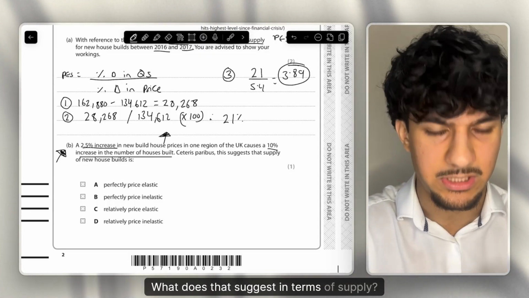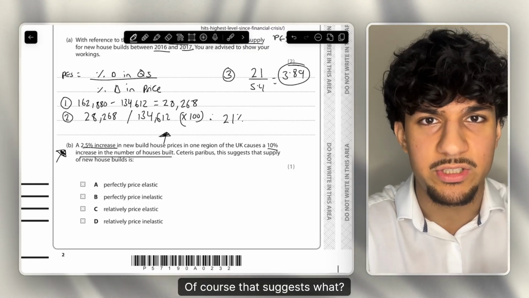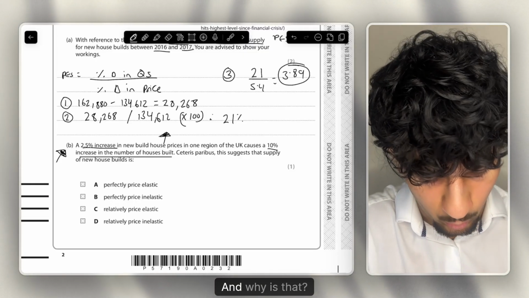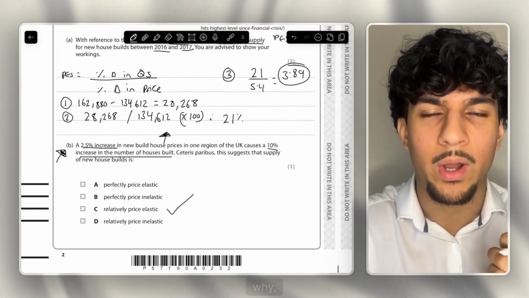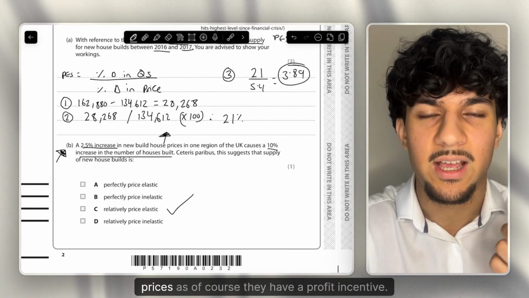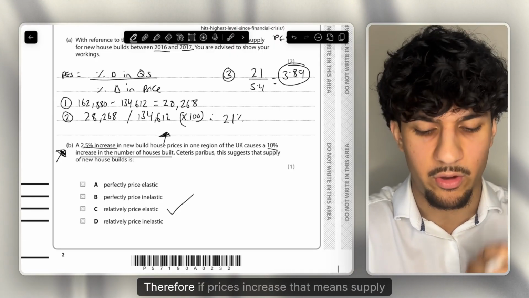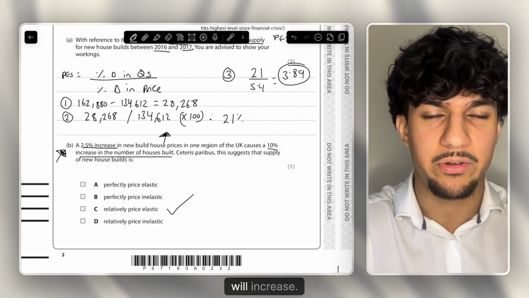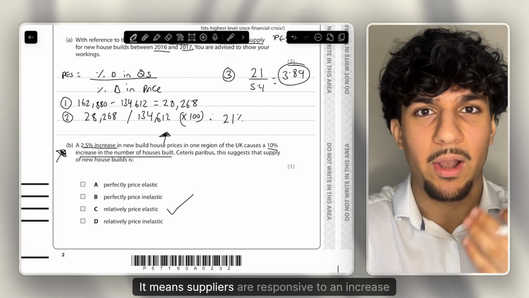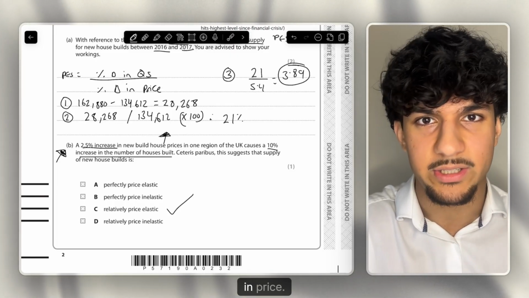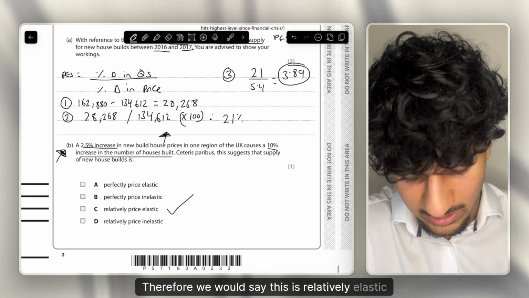What does that suggest in terms of supply? It suggests elastic supply. And why is that? Why would suppliers start supplying more at higher prices? Of course, they have a profit incentive. Therefore, if prices increase, that means supply will increase, which is classic. It means suppliers are responsive to an increase in price. Therefore, we would say this is relatively elastic supply.